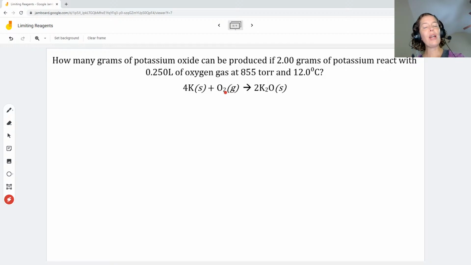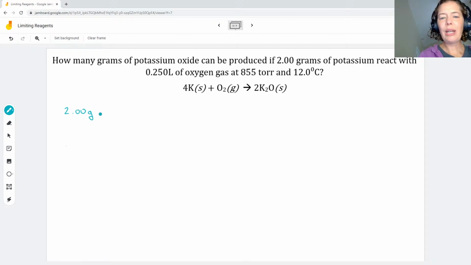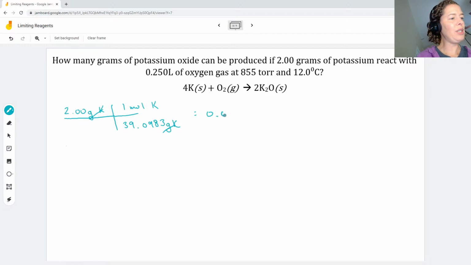Of course, when we're doing stoichiometry, we always want to be in moles. So that is our first task, to get everything into moles. As usual, let's start with our easy one. Start with our grams to moles, no problem, right? So I have 2 grams of potassium. So let's use that molar mass to convert. So that is 39.0983 grams per mole. So my grams cancel. I'm left with moles.